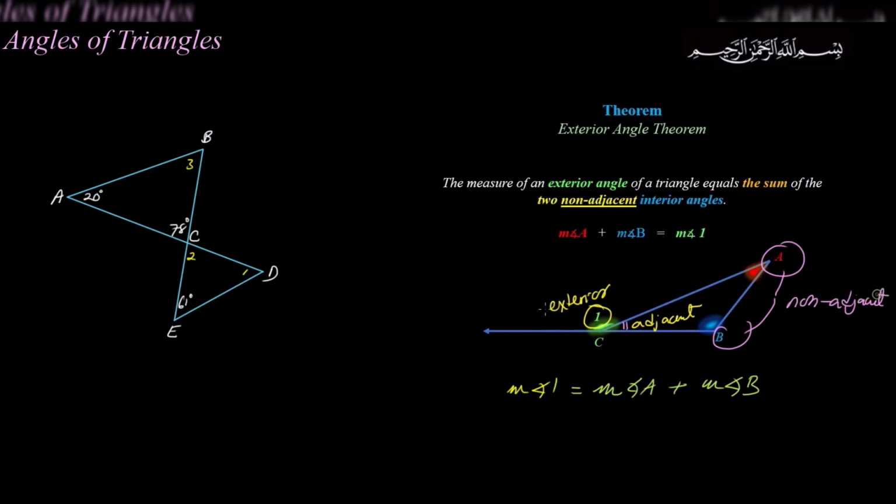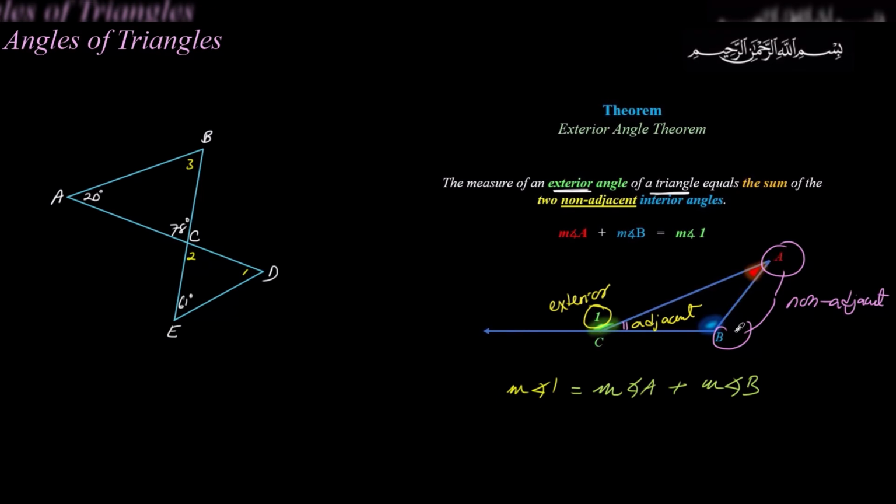Non-adjacent. Okay, so every angle has its supplementary adjacent angle. So every exterior angle has a supplementary adjacent angle, and it has two angles that are non-adjacent, correct? Those are the two non-adjacent angles. So the theorem states that the measure of an exterior angle of a triangle equals the sum of the two non-adjacent interior angles. Because you can have figures that are non-triangles, they can also have exterior angles actually, but we should get to that later. But with regards to a triangle, here they are, the non-adjacent interior angles.